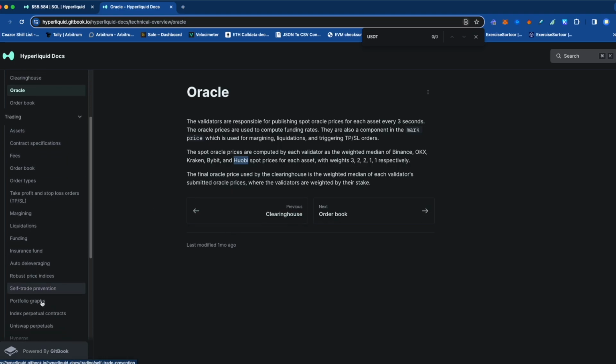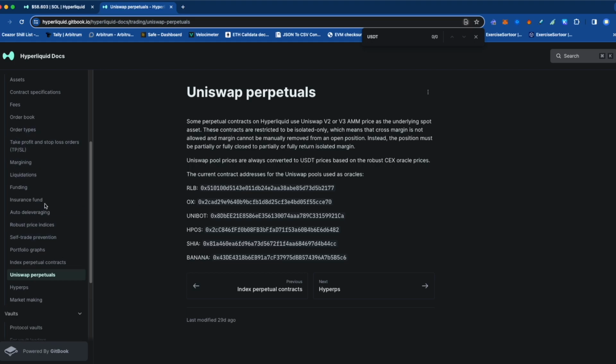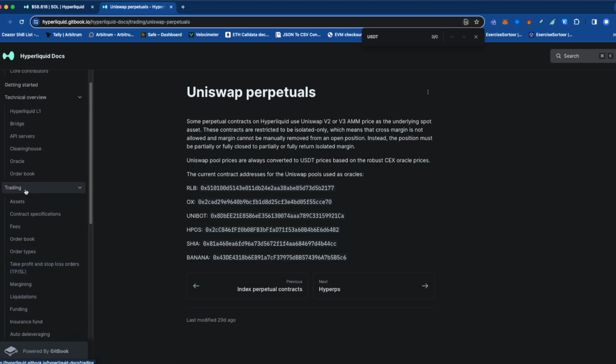But there's also several assets that are using Uniswap's oracles, because maybe these assets are tradable only on chain and not through those CEXes that I showed you above.